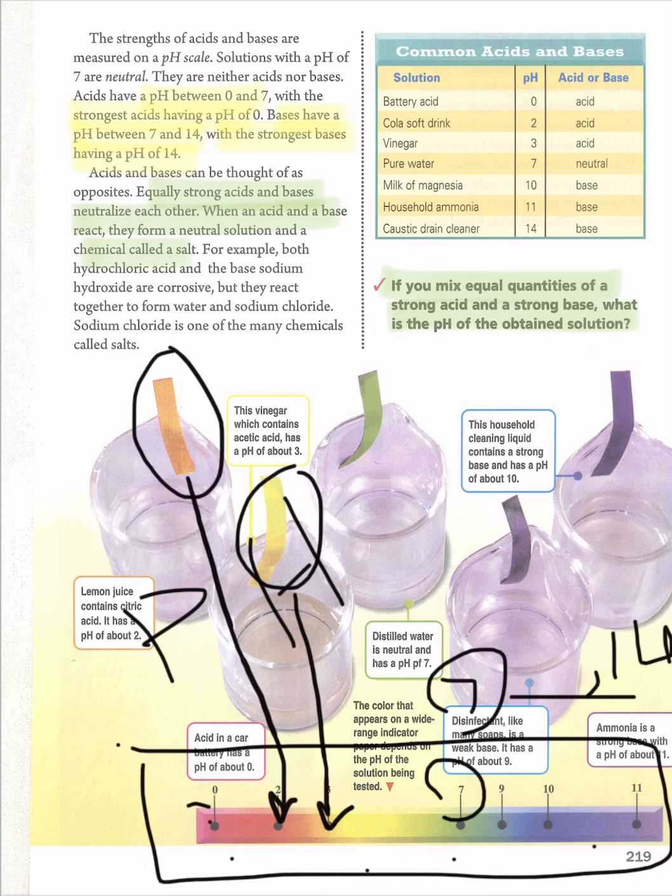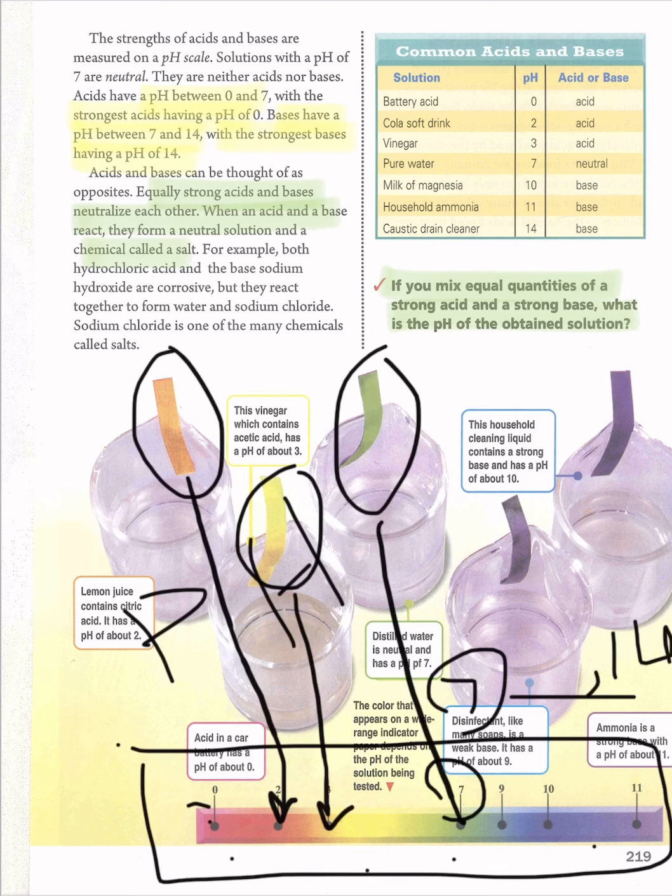And here we have what? We have distilled water. When you put the litmus paper on distilled water, it will change to a green color. This green color starts from 7. When it is 7, it means it's neutral. It's not a base and it's not an acid. That's why we say it is neutral.